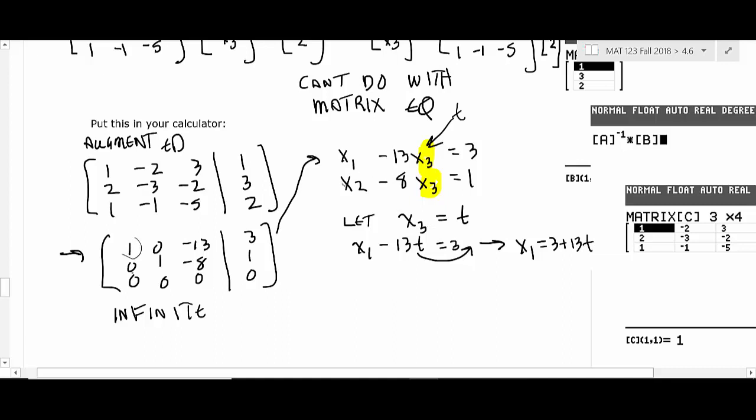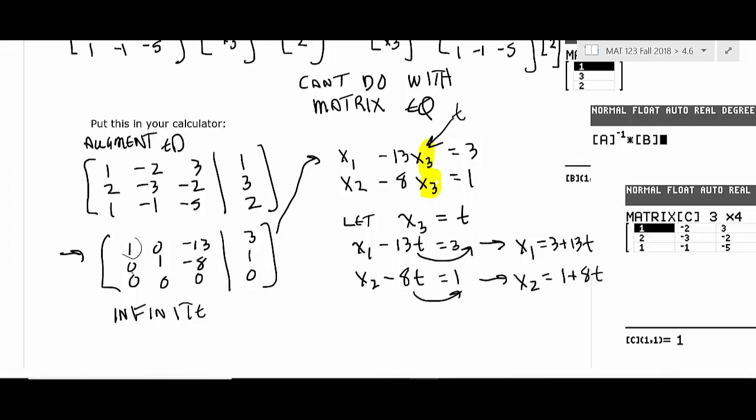The second equation is x2 minus 8x3. What do you do with the x3? That's t, right? That's equal to 1. Then you solve this for x2. So you would get x2 equals 1 plus 8t.